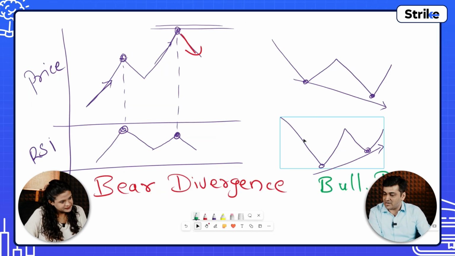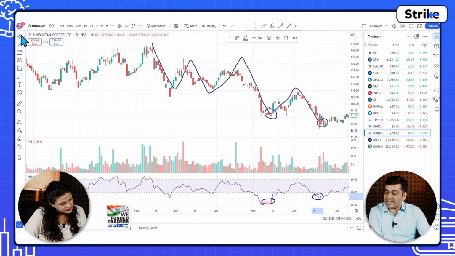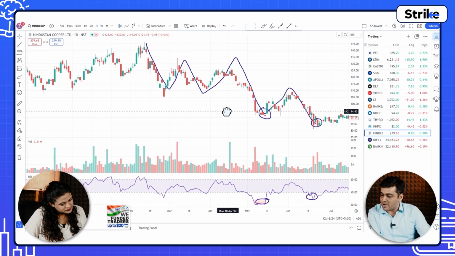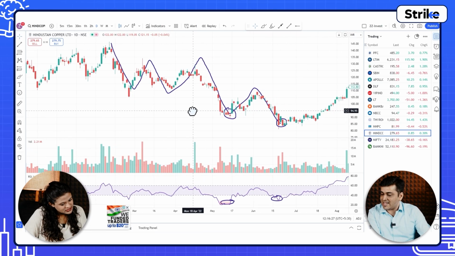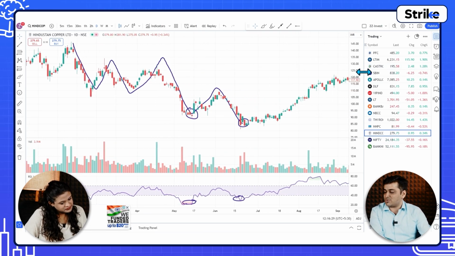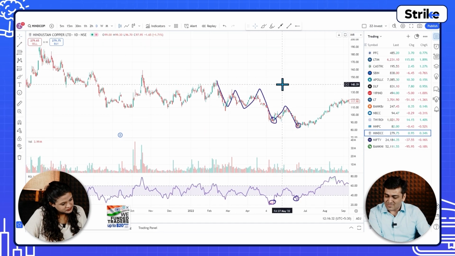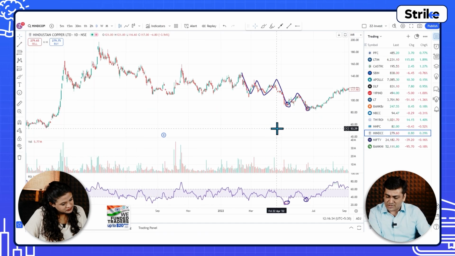Have a look at this chart. Prices have made a lower low, but RSI has not made a lower low. It's a bullish divergence. So we can expect prices to start bouncing back from here. Did it bounce? Yes, it bounces back and prices went up. Right? Let's see a bearish example.